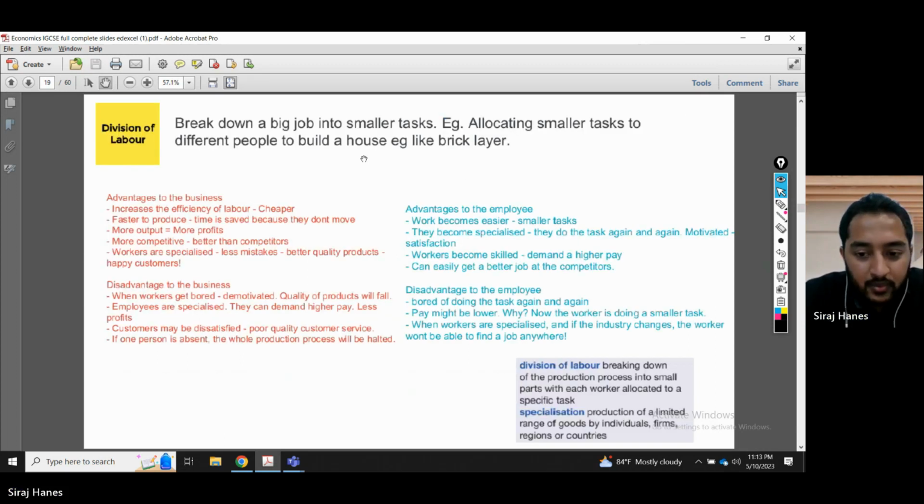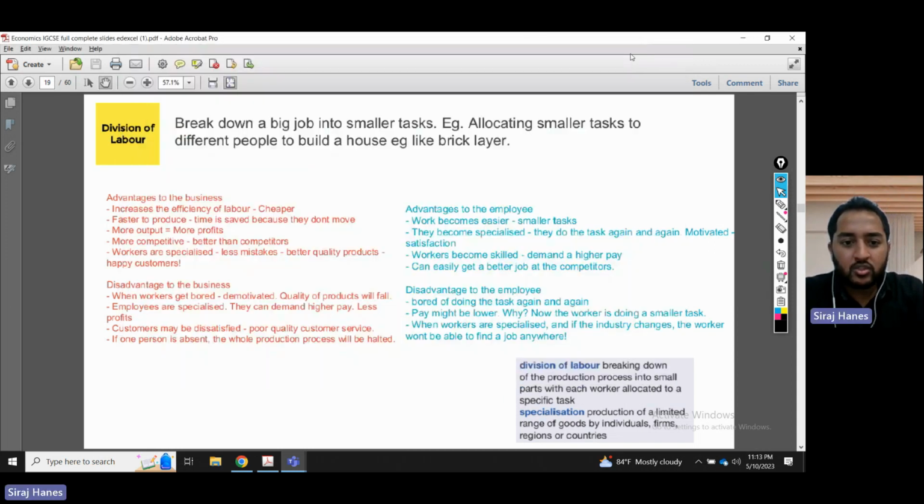Moving on. Division of labor. Division of labor is a concept where you break down a big job into small tasks. You break down one big job into really small tasks, and each worker will be doing one task. For example, building a house, you'll have one person specialized in bricklaying, one person mixing the cement, an architect, all specialized. Now we need to know the advantages to the business, to the employee, and the disadvantages to the business, to the employee.